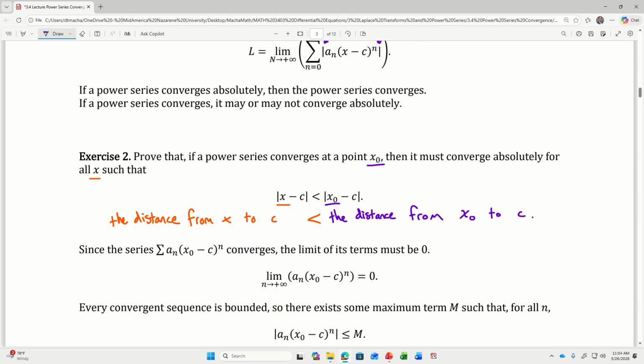Another way of saying this, what I'm trying to claim here in exercise 2, is that the only thing that matters in terms of determining where your power series is going to converge is how far you are away from the center of the power series. If you're close to the center, you'll converge. If you're far away from the center, you might diverge. But we don't have to worry about multiple intervals of convergence. There's only going to be one continuous interval of convergence, is what we're trying to claim.